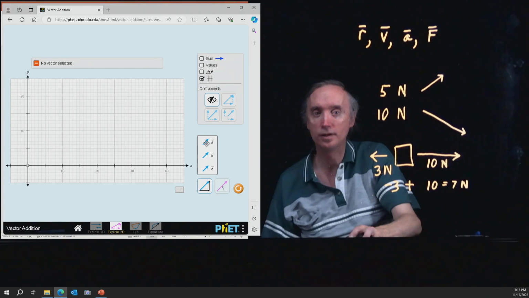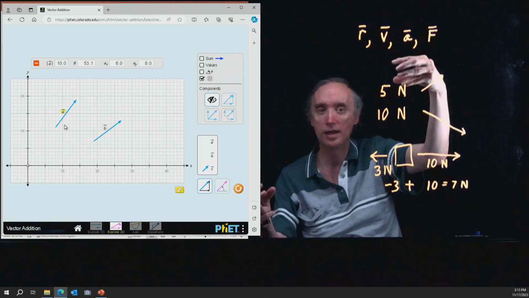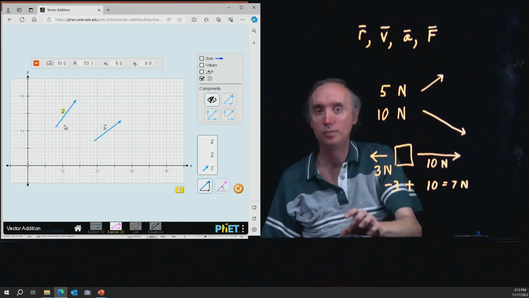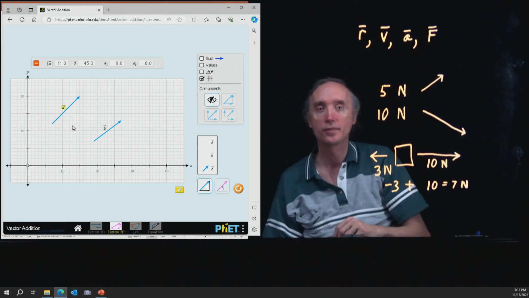Okay, now we can grab an arrow here and put it on the table. And then we're going to grab a second arrow and put it on the table. Now if you grab it in the middle, that means that you can move it anywhere that you want, and notice it doesn't change the length and it doesn't change the angle. But if you grab it at the tip, you can change the length and you can change the angle. So keep that in mind. Whenever you go to move these arrows, always grab them in the middle, and that won't change the angle or the length of it.